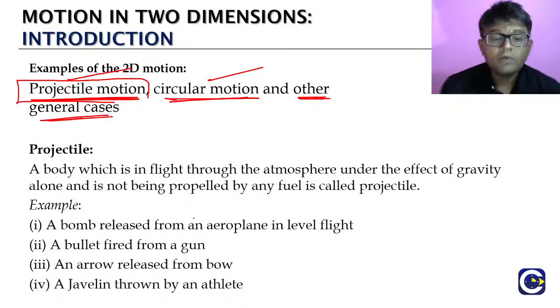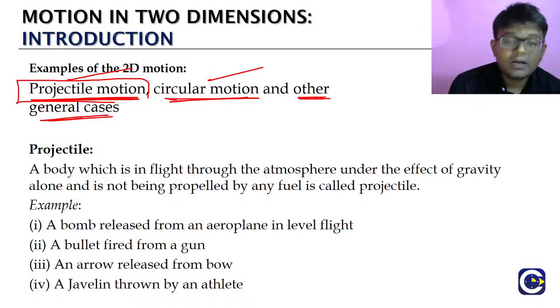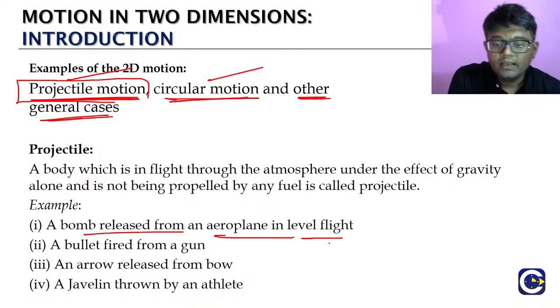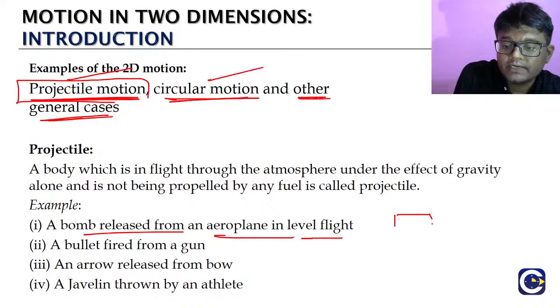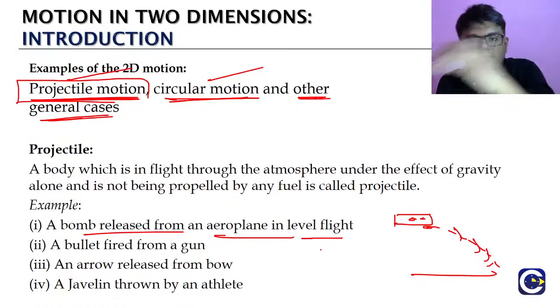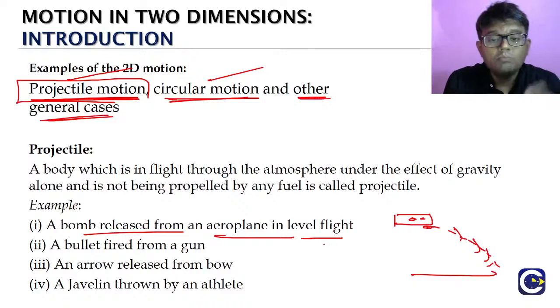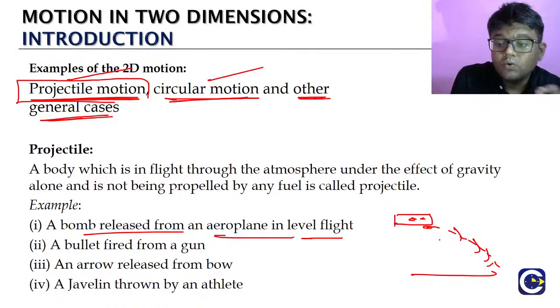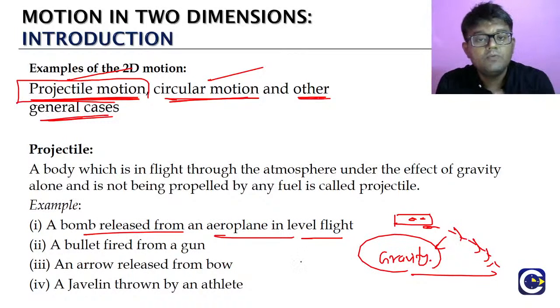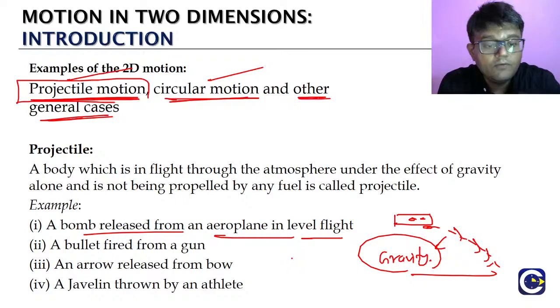Now when you look at projectile motion, what is projectile motion? Generally, for example, a bomb is released from an aeroplane in level flight. You have an aeroplane going in level flight, and from there you release a bomb. What will be the motion of the bomb? It is going to come down and fall somewhere on the ground. Once it is released from the aeroplane, the movement of the bomb is only under the influence of gravity. No engine or anything else is moving the bomb. The bomb is falling under the influence of gravity.